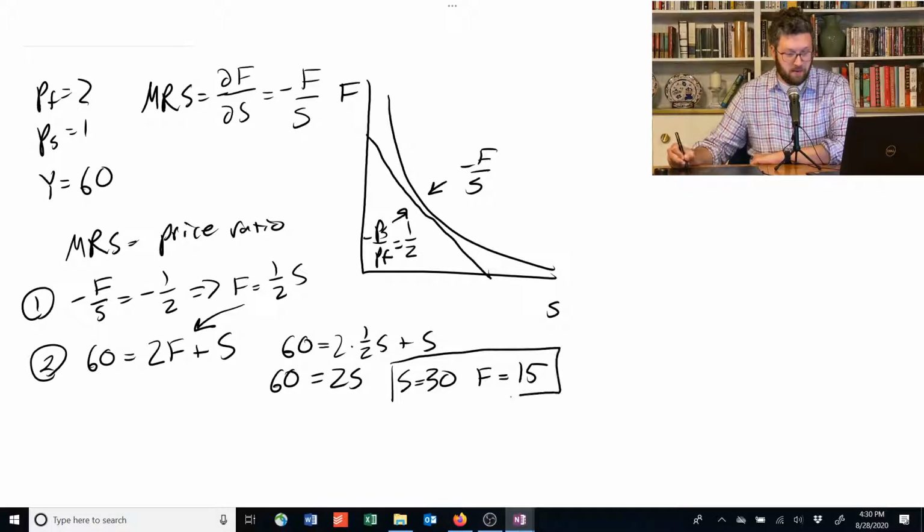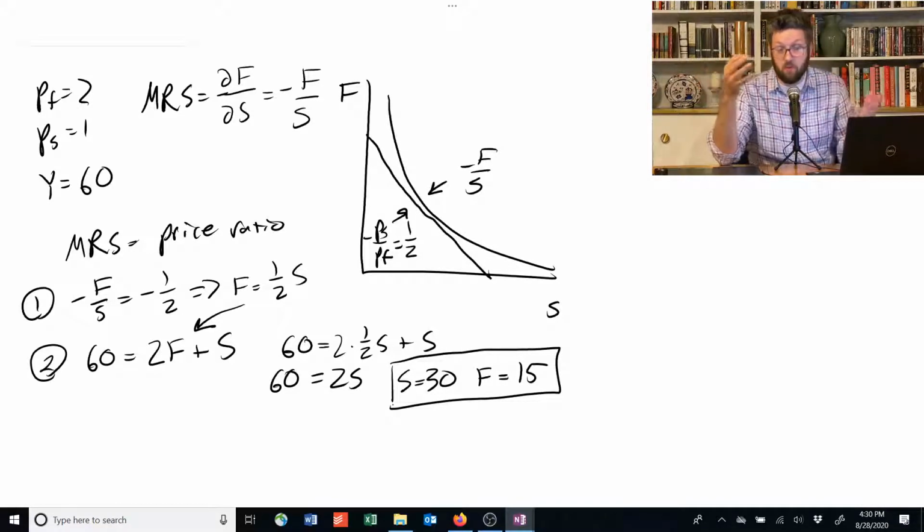Okay? And we can just do a sanity check, see if that makes sense. This is a person who is consuming a lot more shelter, but shelter's cheaper, and the marginal rate of substitution seems to not favor one or the other, so it kind of makes sense. Another way we could check is if we check that this adds up to our budget constraint. 30 times 1 plus 15 times 2 is 60, so we're spending all our money. So this is the answer we're going to get.